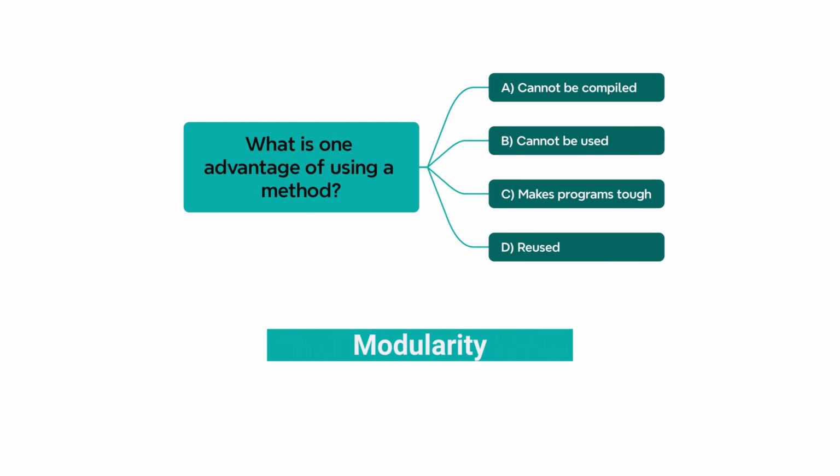Programs can be divided into smaller, manageable pieces, improving clarity and organization. Reduced redundancy. Common logic encapsulated in methods avoids repetitive coding. Easier maintenance. When a method needs an update or fix, the change applies universally, wherever it's called.